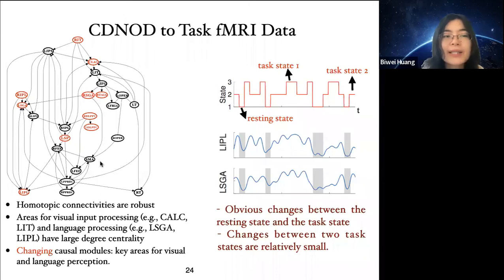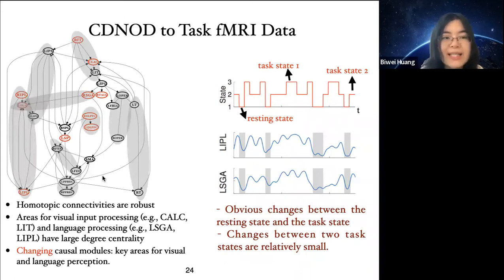We find that homotopic connectivities are robust. Also, the regions that are responsible for visual input processing and language processing have large degree centrality. Moreover, the identified changing causal modules correspond to the key areas for visual and language perception. And these findings are consistent with the background knowledge. We further visualize how the causal modules of several brain regions change across different states. Interestingly, we find that there are obvious changes between the resting state and the task state, which are marked by the shaded area. And the changes between the two task states are relatively small.